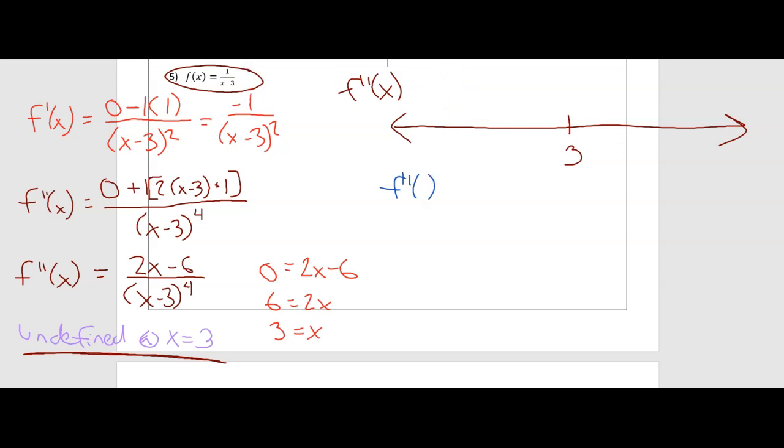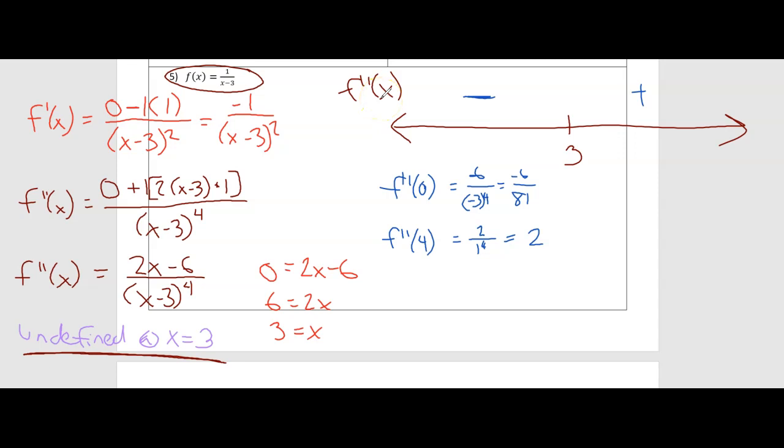So let's go ahead and choose some test points and figure out the signs of our f double prime. So let's do f double prime of 0 for the left of 3. That gives me -6 in my numerator and -3 to the power of 4 in my denominator. This is going to give us -6 over +81, so we know it's negative. We do f double prime of 4. This gives me 2 in my numerator and 1 to the power of 4 in my denominator. That's a little bit easier. That is just going to be equal to 2. 1 to the power of 4, not 14.